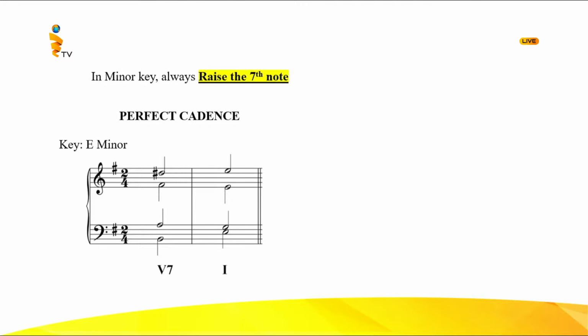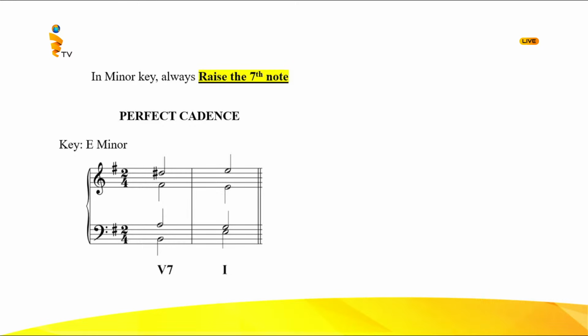Now you can see in E minor, the dominant 7th chord is built on B: B, D, F, A. The dominant note of E minor is B: E, F, G, A, B. So from B the chord is built. So B, D, F, A. Then the first chord is E, G, B, E. There you can see a sharp near the note. That means the 7th note of E minor is raised. So that is why the D is sharp.